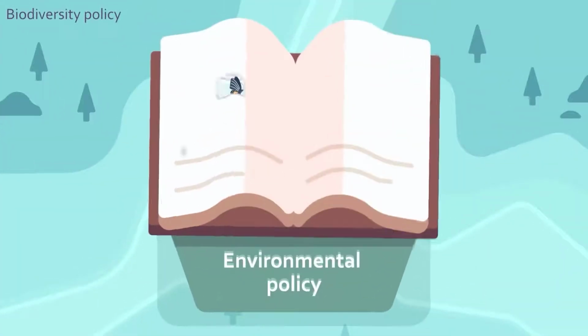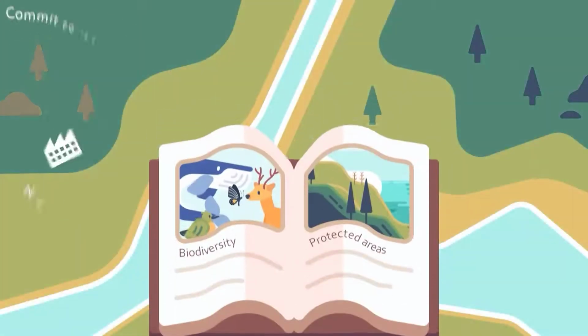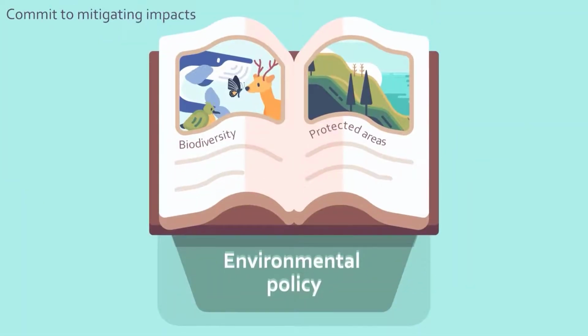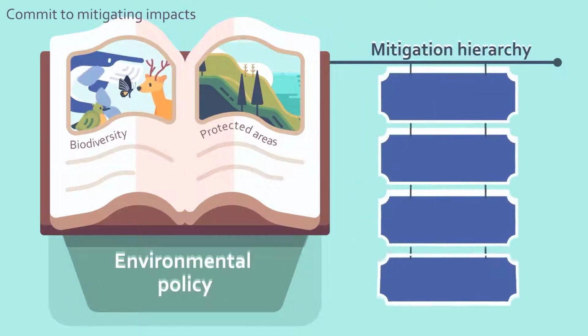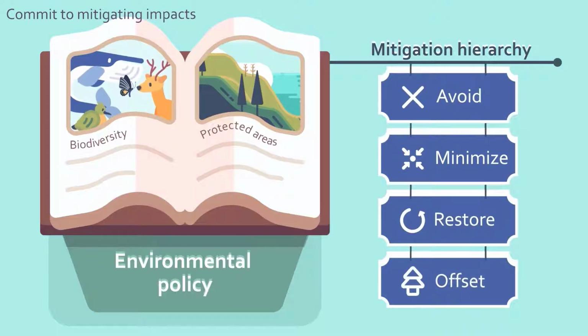First, make sure biodiversity and protected areas are covered in your environmental policy. Commit to no net loss or a net gain in biodiversity. And the policy should commit to following the mitigation hierarchy. The mitigation hierarchy prioritizes steps to alleviate harm. Seek first to avoid impacts, then minimize, then restore, and finally offset. More on this later.